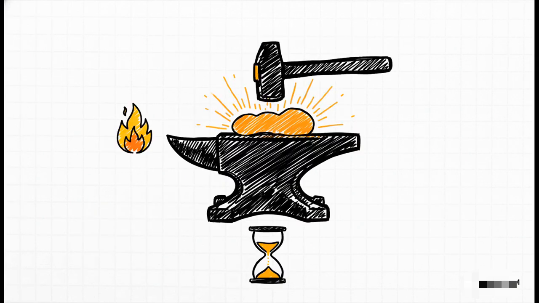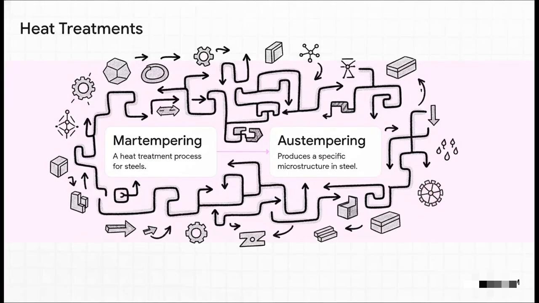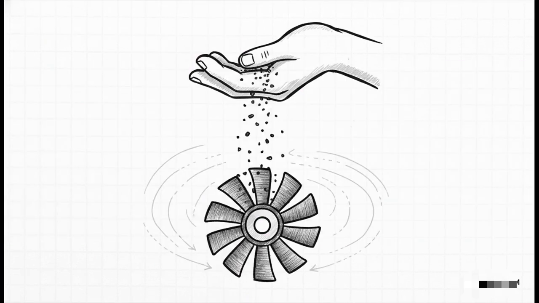But you know, an alloy's properties aren't fixed. They can actually be transformed with heat and time. This is a time-temperature transformation diagram, or TTT for short. It's basically a roadmap for heat treatment. By taking different paths on this map, we get processes like martempering and austempering. So the crucial point here is, we can design materials.